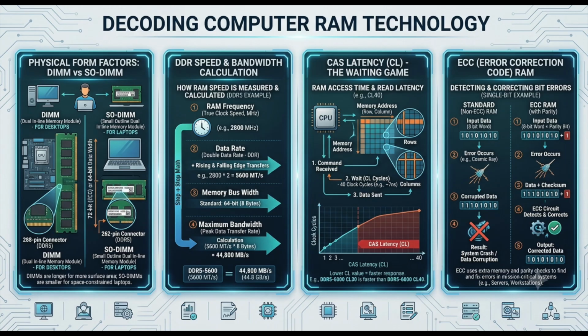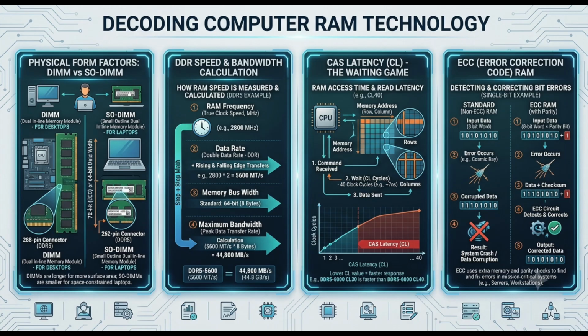Exactly. But is the transfer rate the only metric of speed that matters? Because I feel like I've seen memory with massive transfer speeds that still somehow benchmarks slower than an older module. Ah, you're touching on the CAS latency, or column address strobe latency. Latency, the waiting game. Right. Throughput is how much data you can move all at once. Latency is how long the processor actually has to wait for the memory to respond to a request in the first place.